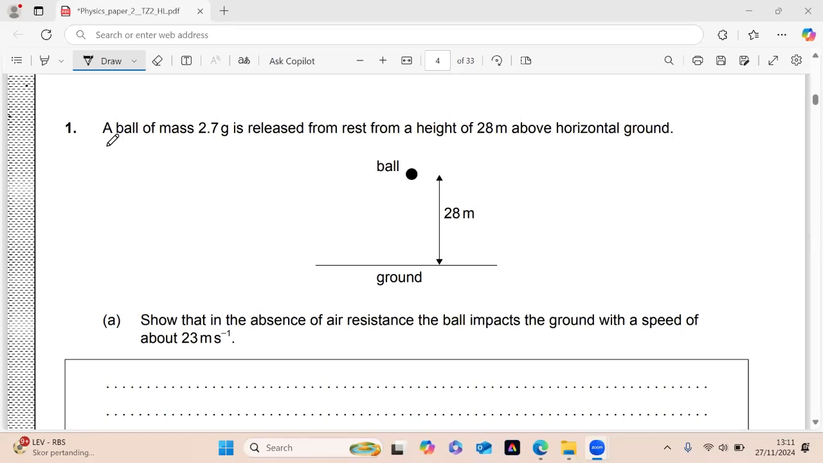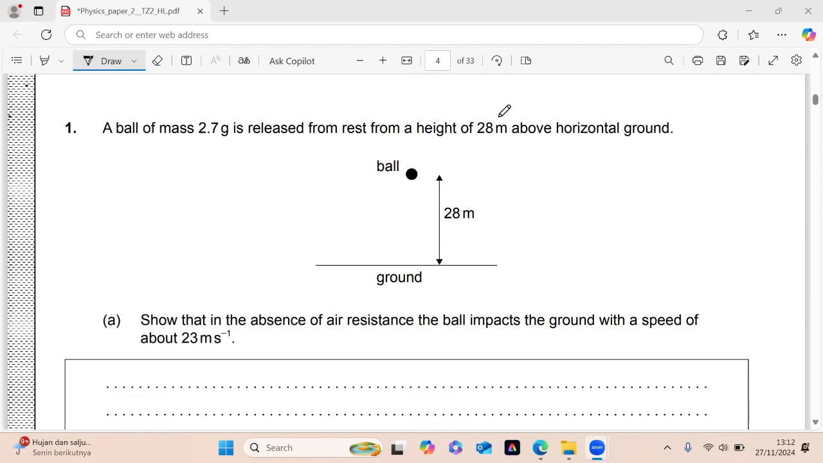Number one, a ball of mass 2.7 grams is released from rest from a height of 28 meters above horizontal ground. This is the diagram. This is the position of the ball, and the height is 28 meters from the ground. So that in the absence of air resistance, the ball impacts the ground with a speed of about 23 meters per second.